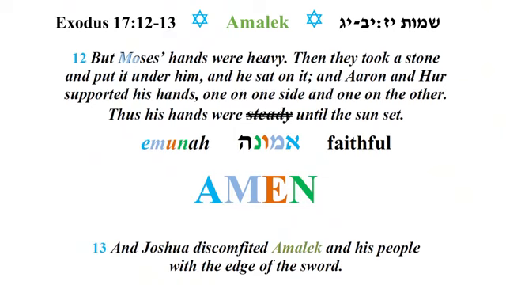Verse 12 of Exodus 17, but Moses' hands were heavy, and they took a stone and put under him, and he sat on it, and Aaron and Hur supported his hands, one on one side and one on the other. Thus his hands were steady until the sun set. That word is not steady. The word is amunah. It's where we get the word amen, aman, amanah. It means faithful. His hands were faithful, holding that rod up, and Israel would prevail. And Joshua discomfited Amalek and his people with the edge of the sword. So there we have an early mention of Amalek.